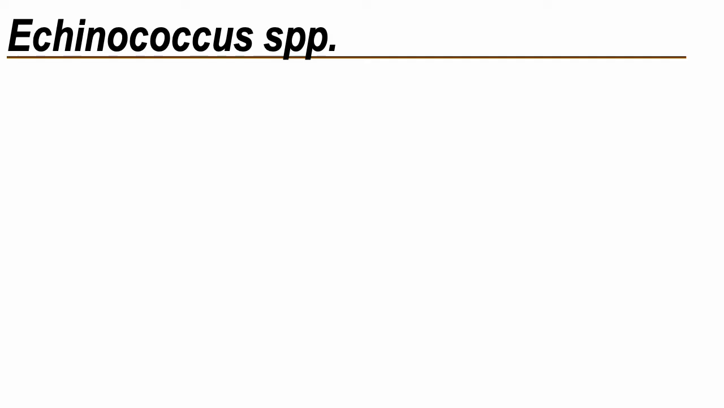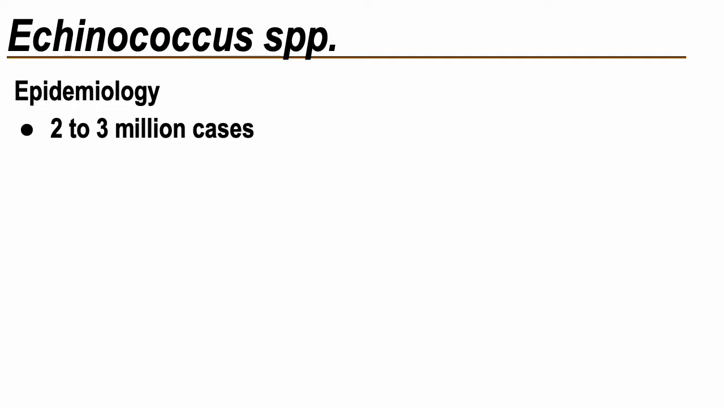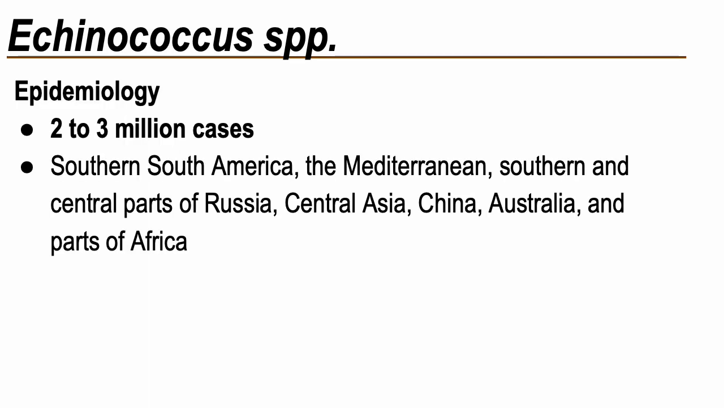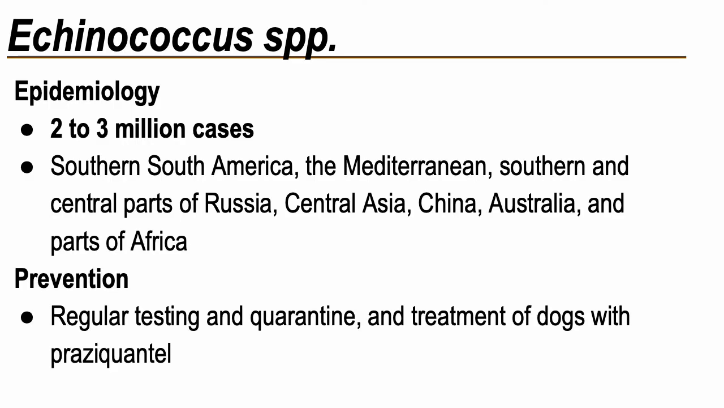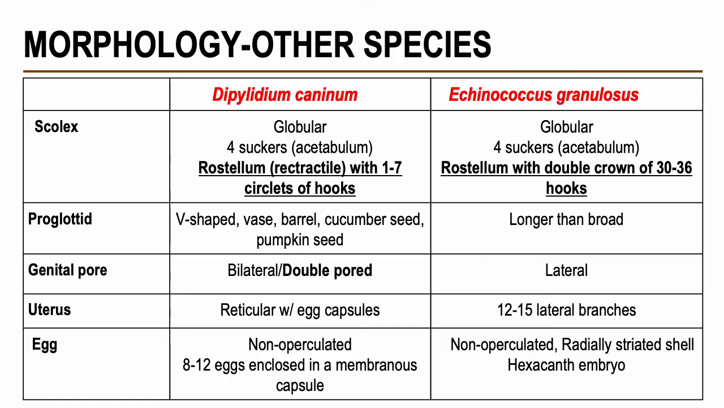For the epidemiology, this parasite contributes to around 2 to 3 million cases of parasitic infections worldwide, and here are all the countries involved where cases are more increased. So prevention of this parasite is through regular testing and quarantine and treatment of dogs with praziquantel. So here is the summary or a side-by-side differentiation between the two cyclophyllidean parasites that parasitize dogs or canines.